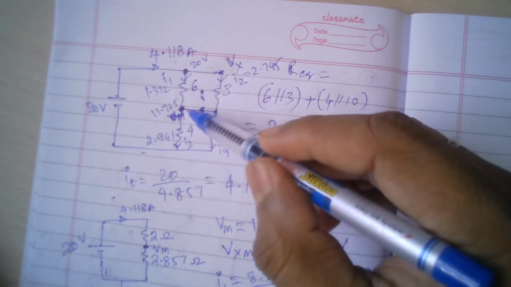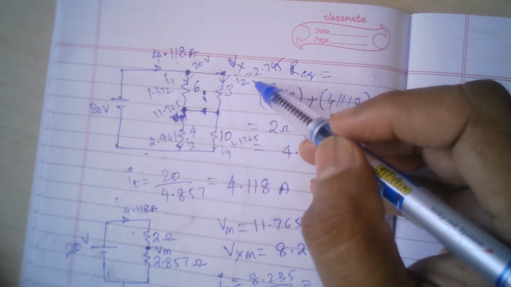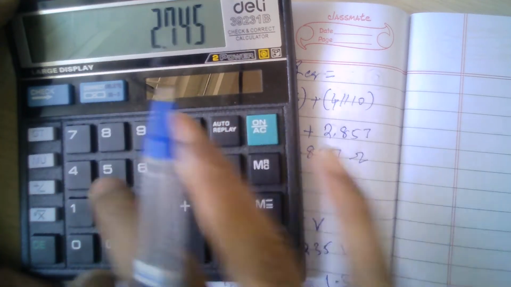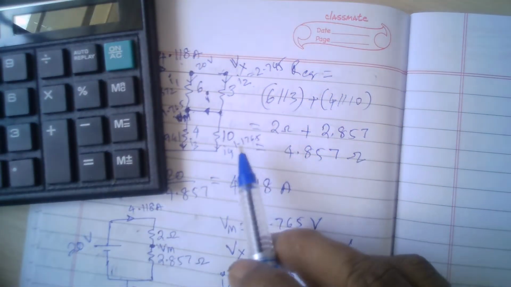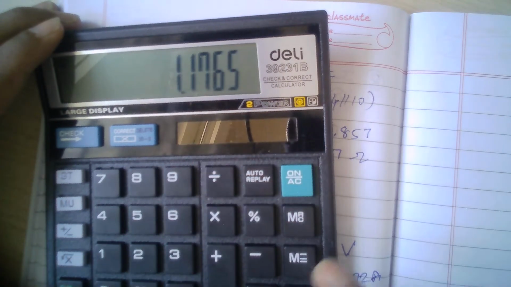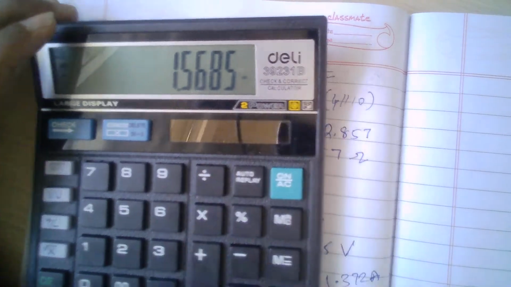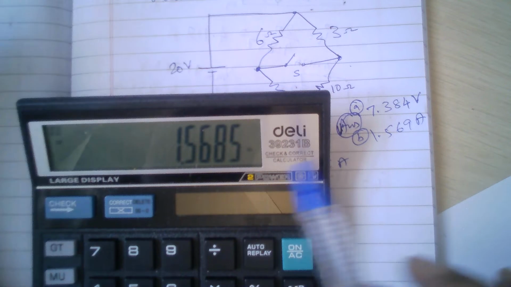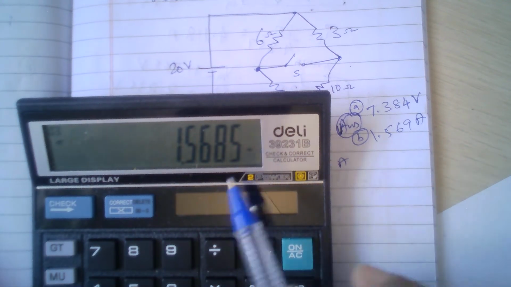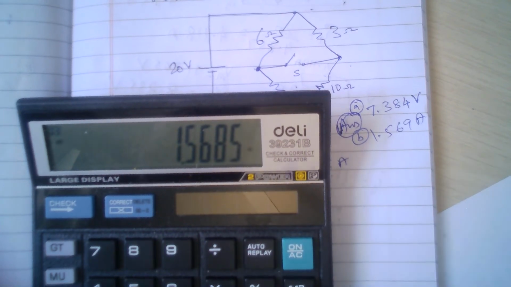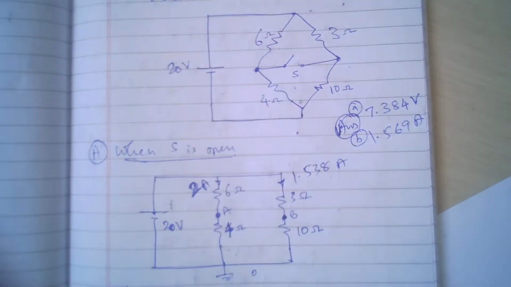So that means the difference might be going towards the left. So 2.745 minus 1.1765, I have to do. So I am getting 1.5685. Now if I go back and check with my actual answer, 1.569 and 1.5685, it's matching. Because of a rounding error we are getting this difference, but otherwise it is matching. So this is the other way of calculating the current.